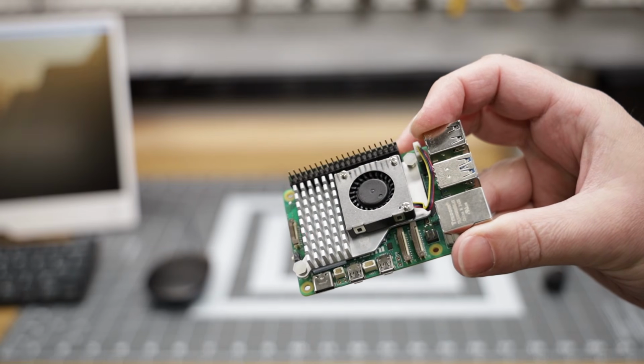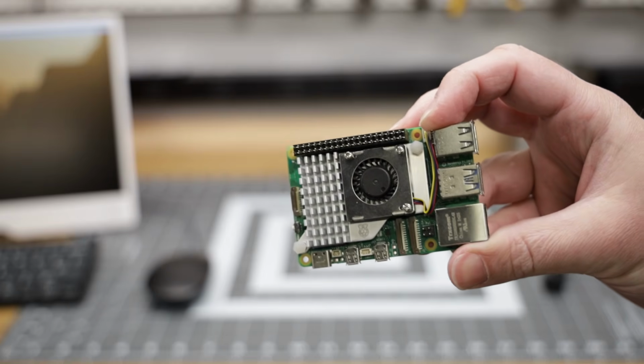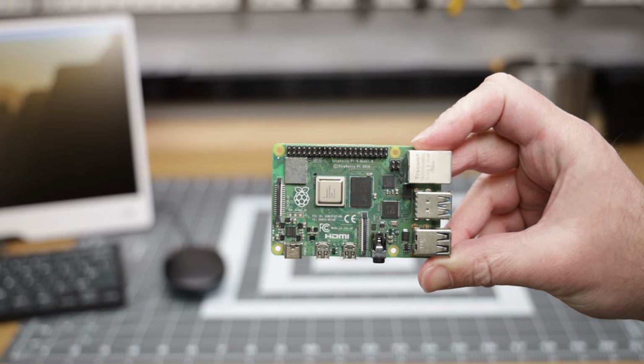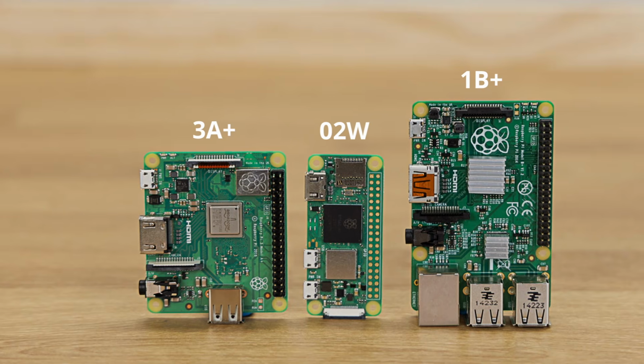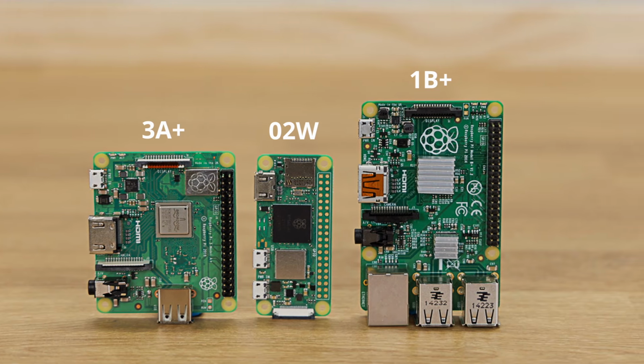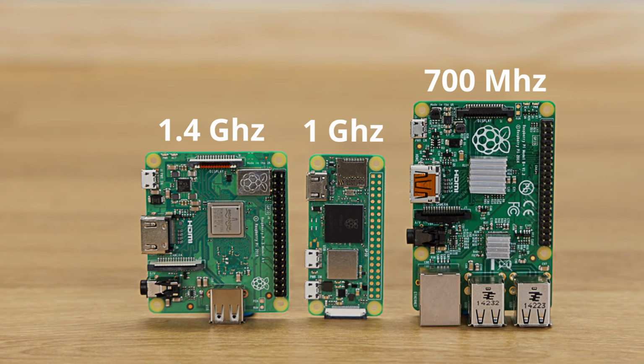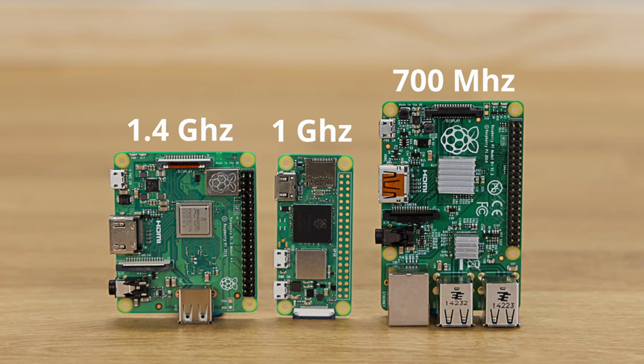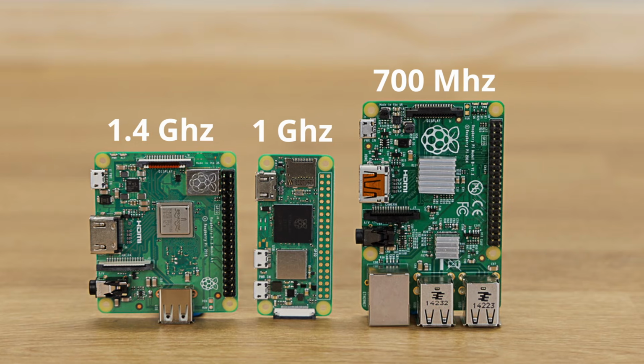I'll first test the new OS on a 16GB Pi 5 and then on a 4GB Pi 4. Then I'll test the same OS on a Pi 3A Plus, a 02W, and a Pi 1B+. These three boards only have 512 megabytes of RAM, but very different CPUs. Pi 1 has 700 MHz of clock speed, the 02W 1 GHz, and the Pi 3A Plus has 1.4 GHz of clock speed. Although the Pi 3A Plus has higher clock speed, it's a little bit older than the 02W. We'll see if that makes a difference.